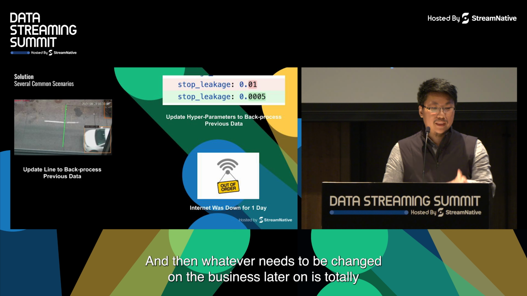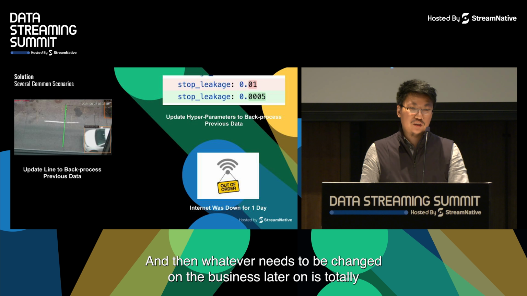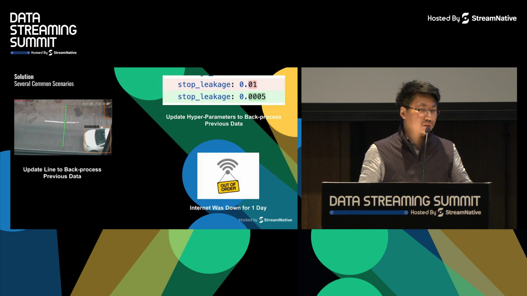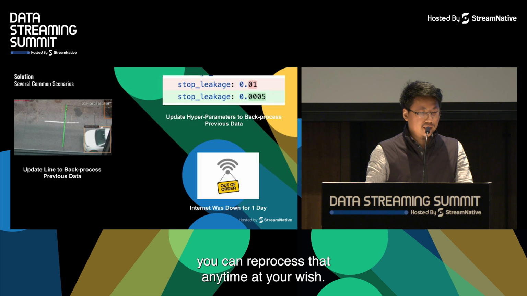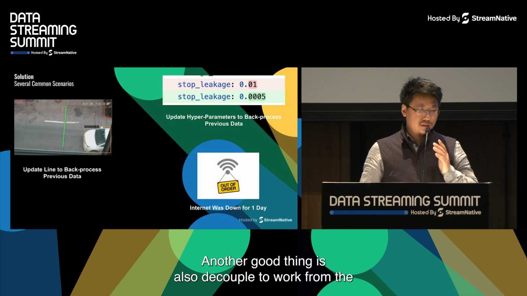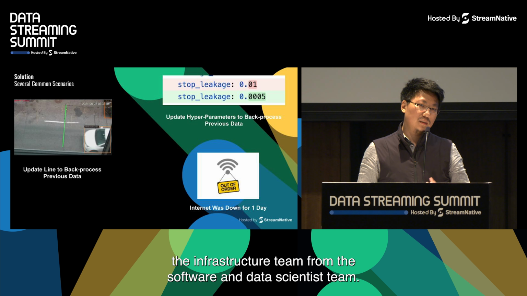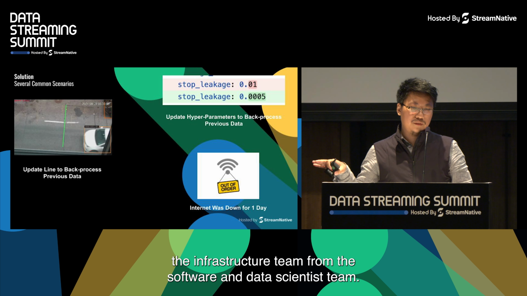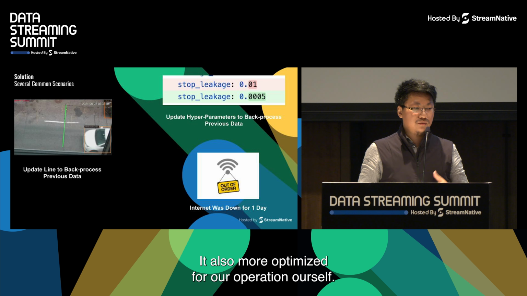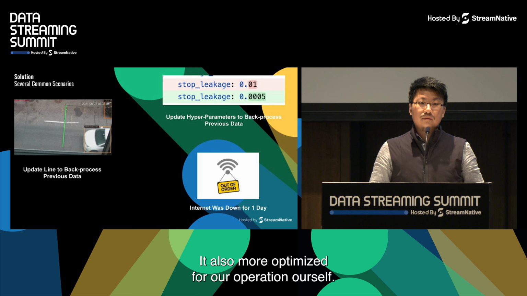And then whatever needs to be changed on the business side later on is totally decoupled, and that's purely this step 2. You can reprocess that anytime at your wish, right? Another good thing is also decoupling the work of the deployment team, the hardware team, the infrastructure team, from the software and data scientist team. It's also more optimized for our operation ourselves.